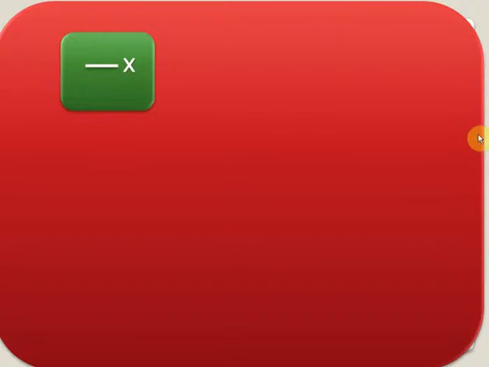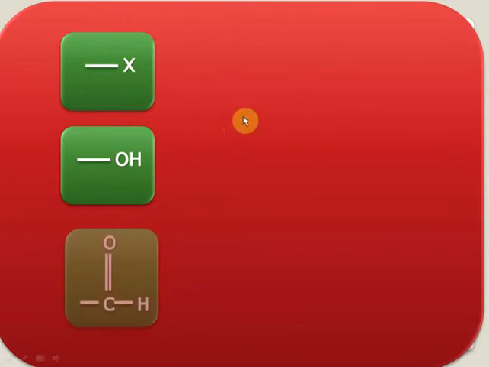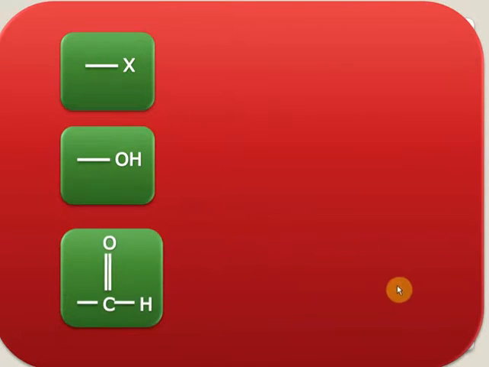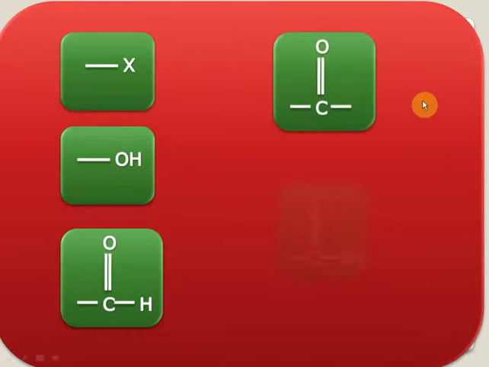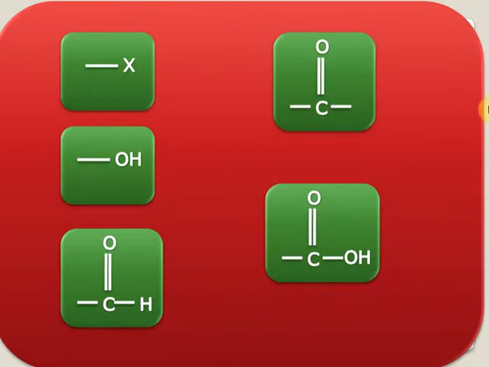We also learnt about different functional groups. Functional groups are special groups of atoms that impart special properties to alkanes. Basically, we replace a hydrogen of the alkane with a functional group. This is the halo group, the alcohol group, the aldehyde group, the ketone group, and the carboxylic acid group.